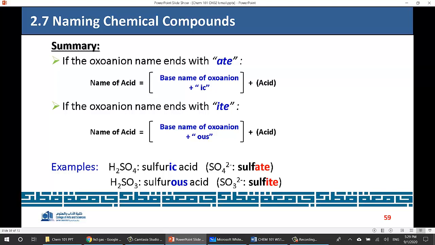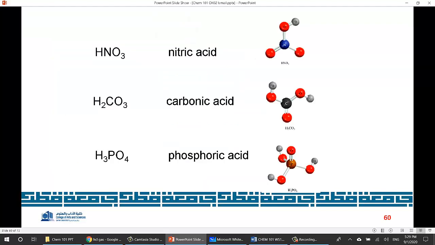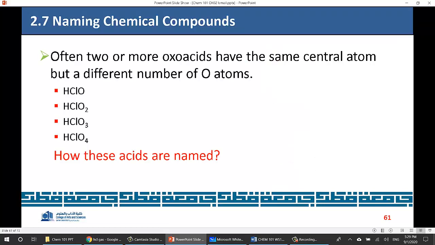Another example would be nitrate and nitric acid. Nitric acid is HNO3, and nitrous acid is HNO2. Here are a few more examples. Nitric acid, HNO3: we name it this way because NO3- is nitrate, so it becomes nitric acid. We have H2CO3; CO3 2- is the carbonate group, so it becomes carbonic acid. And similarly phosphoric acid because of the phosphate.